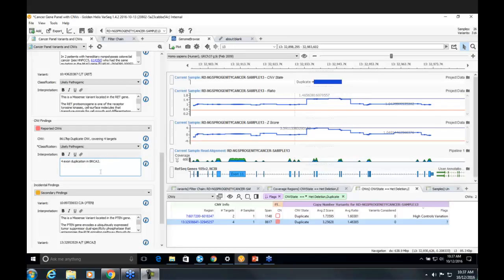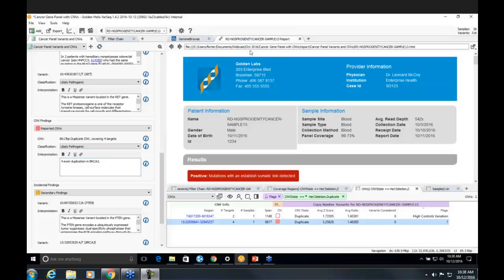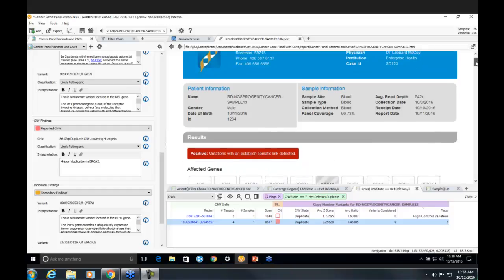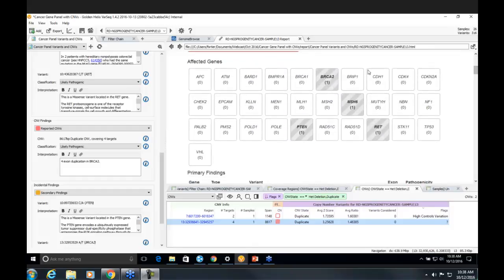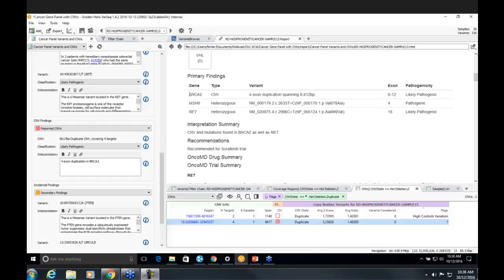And once you're happy with the report and you've included all the variants and CNVs that you would like, we can go ahead and click this button here, generate the report. And you'll see that a report's been generated. It includes 4 different genes, including BRCA2, the gene in which we had our copy number variation. And if we scroll down here, we'll see that our copy number variation has in fact been included in the report. We have a 4-exon duplication spanning around 9,000 base pairs in BRCA2 that is likely pathogenic.